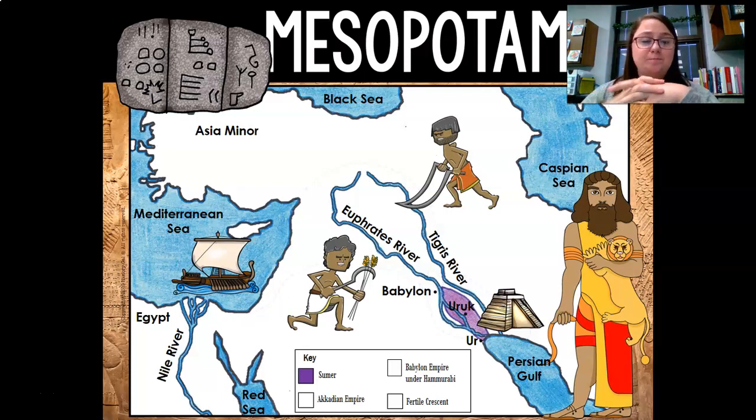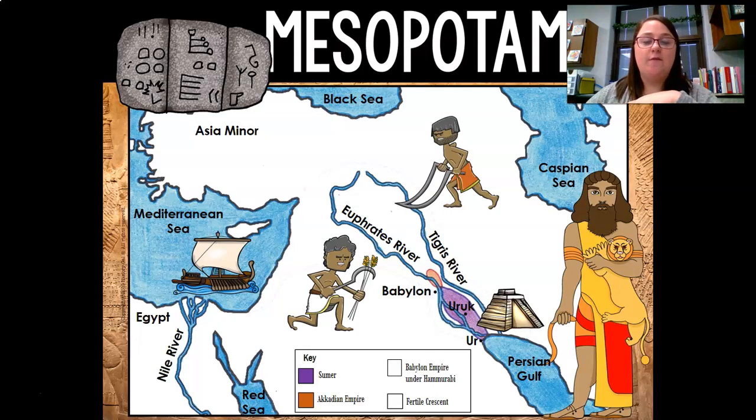So we have Sumer, okay? Sumer was eventually taken over by the Akkadian Empire. The Akkadian Empire took over all of Sumer. So all of this purple and this little bit of pink here at the top, or orange I think it's supposed to be, is part of the Akkadian Empire. So that swallows up the previous one.